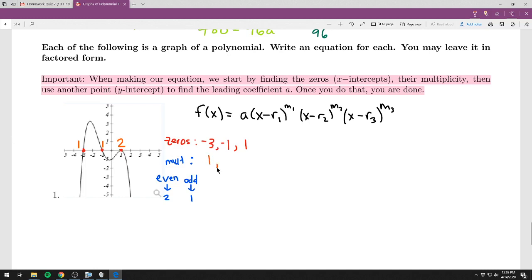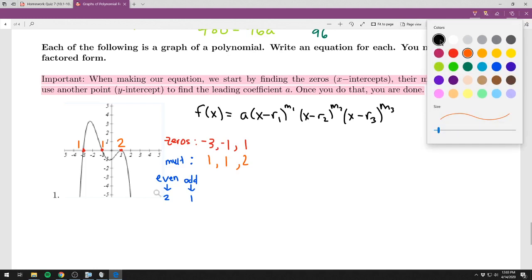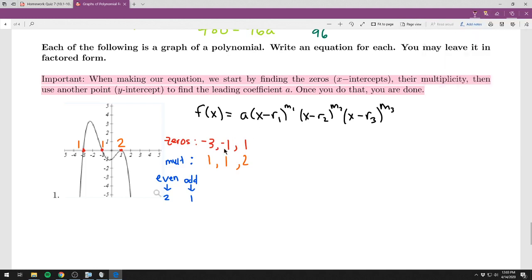Right, so I'll just kind of line it up like that. All right, so we've got the zeros, -3, -1, and 1. We got their multiplicities, 1, 1, and 2. I'm going to go ahead and plug that in. We're still going to have to search for a, the leading coefficient. And you can plug this in any order. Just make sure the exponent goes along with the correct 0.